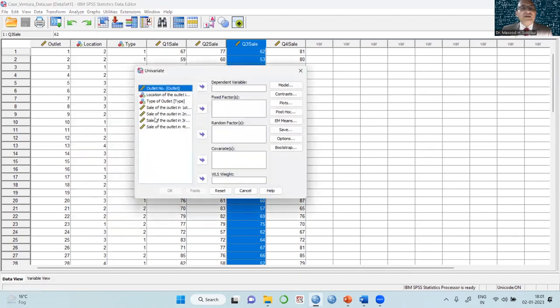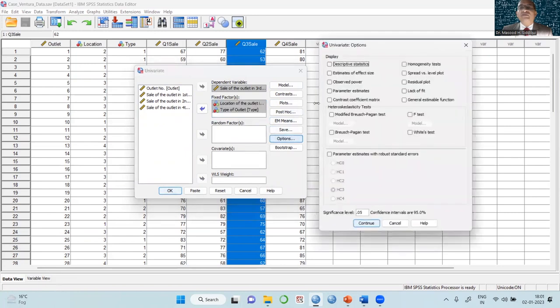Here, our dependent variable is the sale of the outlets in the third quarter. Then we have these two, that is the location and type of outlet, as the fixed factors, and we don't have any random factor. After that, we go to the options. In the options, we have some routine ones like descriptive statistics. We have estimates of effect size, which I will be explaining. The next one is the observed power. These are the functions that we are going to use.